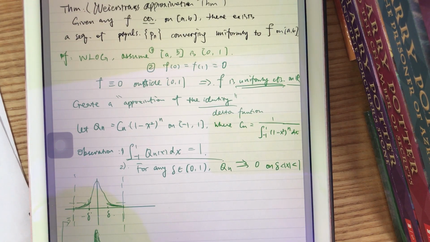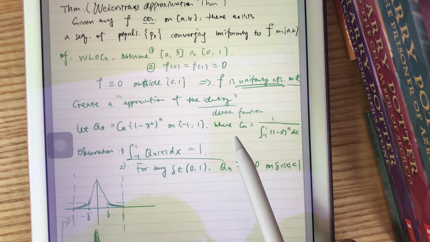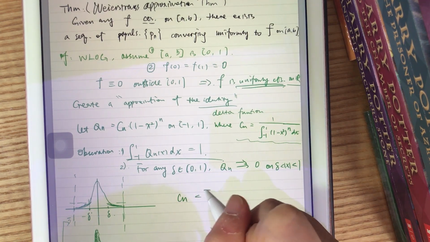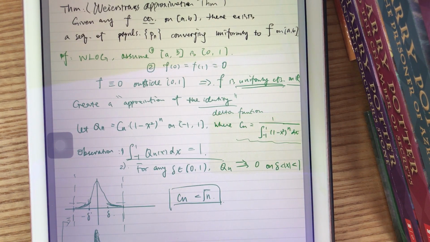Also, we will see. Okay. It's quite simple to say that the Cn that we created there is smaller than the square root of n. How are we going to show that? I'll leave it to you. You can just prove it by mathematical induction. It's quite simple. Cn is less than the square root of n.